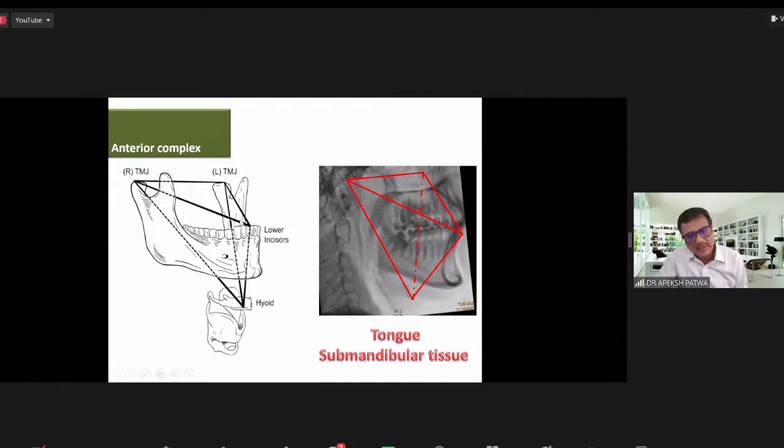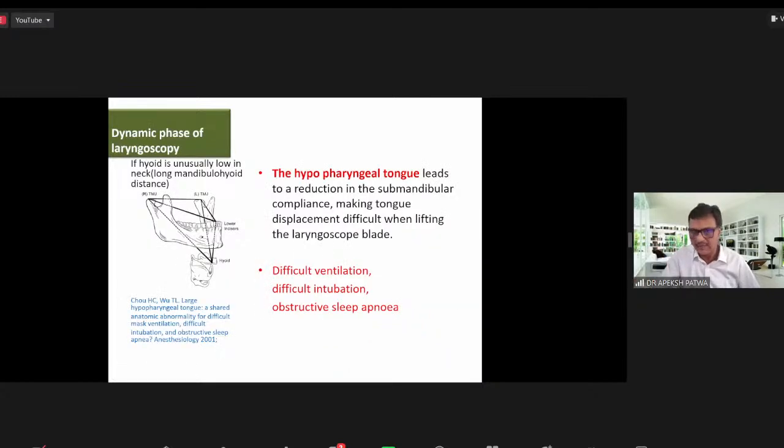We'll discuss another scenario. Suppose the mandible is normal, the anterior complex is normal, but there is an enlargement of the tongue in the case of obesity. Because of excessive soft tissue enlargement, this enlarged tongue cannot be accommodated by the anterior complex. Again, the tongue shifts down into the hypopharynx, and that's the culprit. That's the reason for difficult mask ventilation and difficult intubation, as well as the development of obstructive sleep apnea.